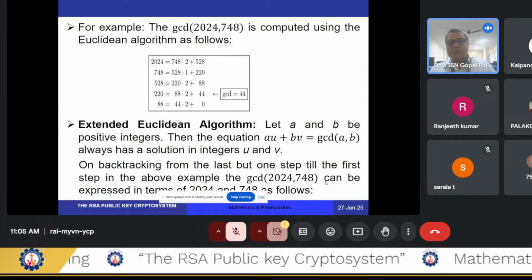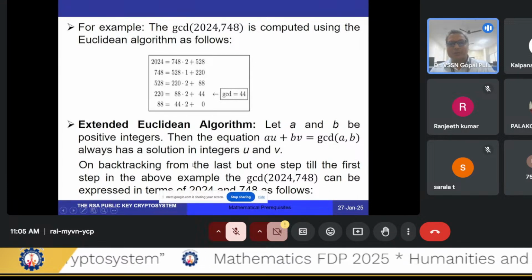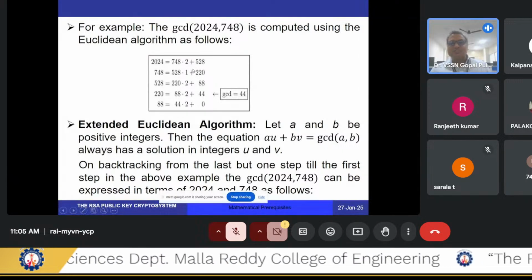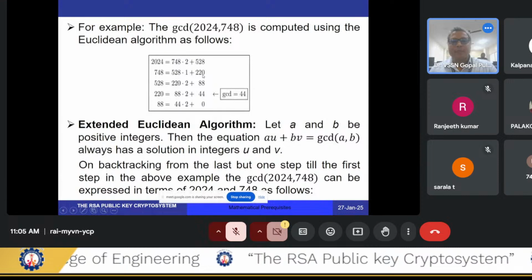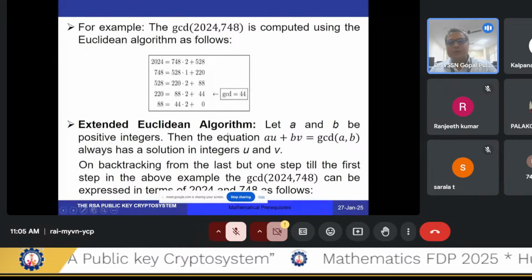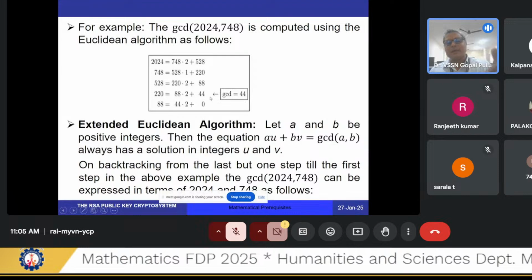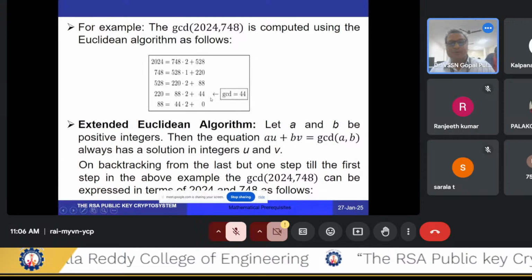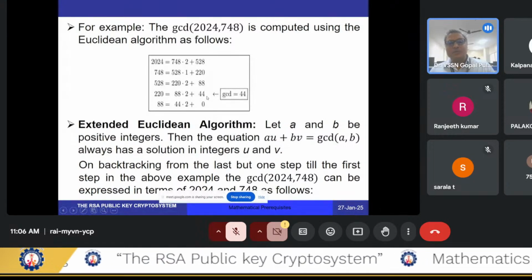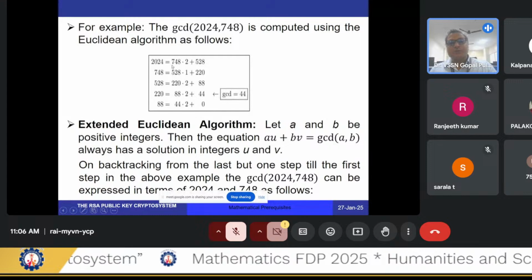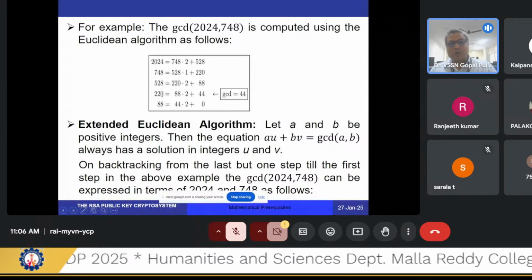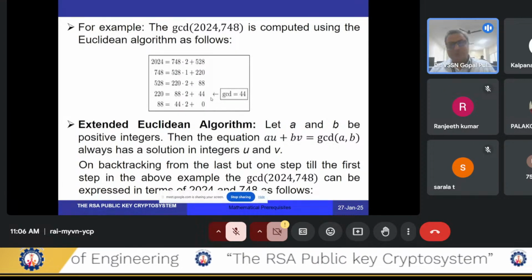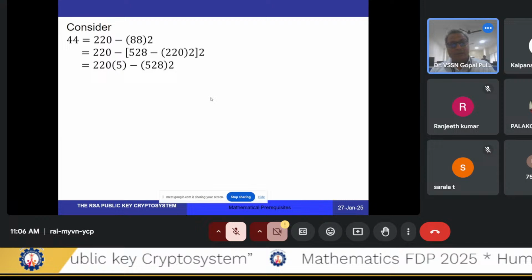I will try to explain this with the example we have here. As we just noticed, we worked out computing the GCD of 2024 and 748. What we do now is backtrack from the last but one step till the first step, in order to have the GCD as a linear combination of 2024 and 748. This is entirely displayed in this slide.